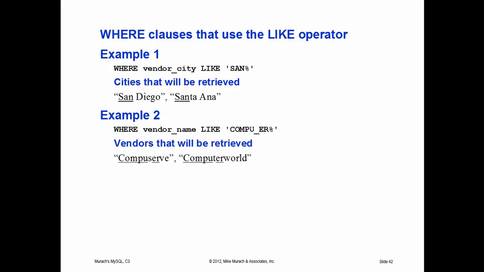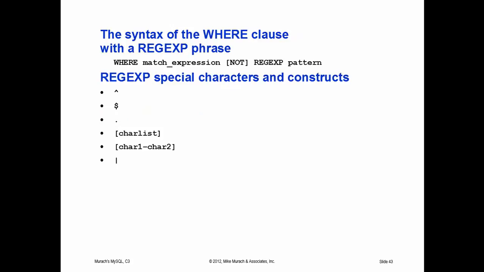And the underscore means a single letter. So not only would that find computer, for example, but it would find compuper or something like that if there was something like that, etc. So there's a lot of different ways that you can use this stuff.